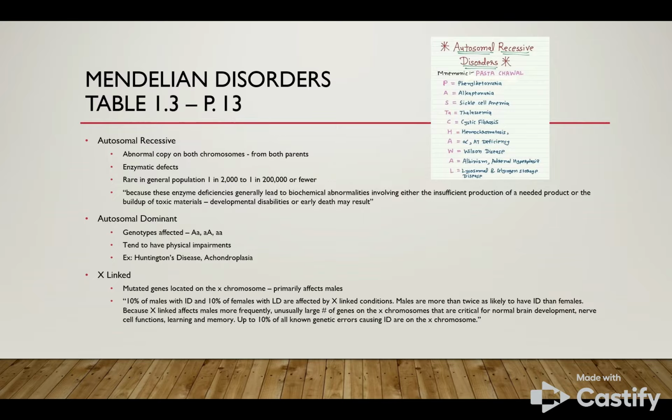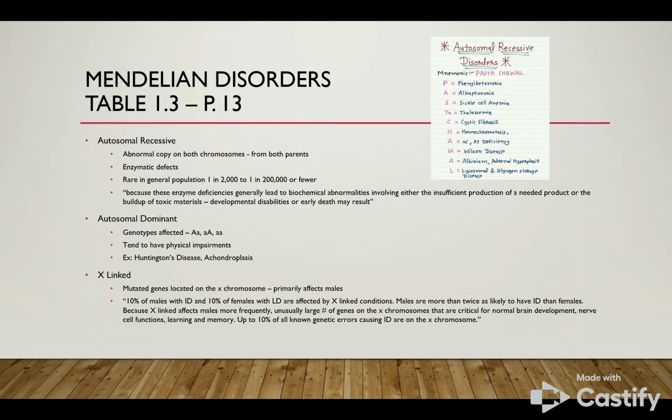This is very interesting from our text. It says that 10% of males with an intellectual disability and 10% of females with a learning disability are affected by X-linked conditions. And males are more than twice as likely to have intellectual disabilities than females. Because X-linked disorders affect males more frequently, there's an unusually large number of genes on the X chromosome that are critical for our brain development, our nerve cell functioning, our learning, and our memory. And up to 10% of all known genetic errors causing intellectual disabilities are on the X chromosome.